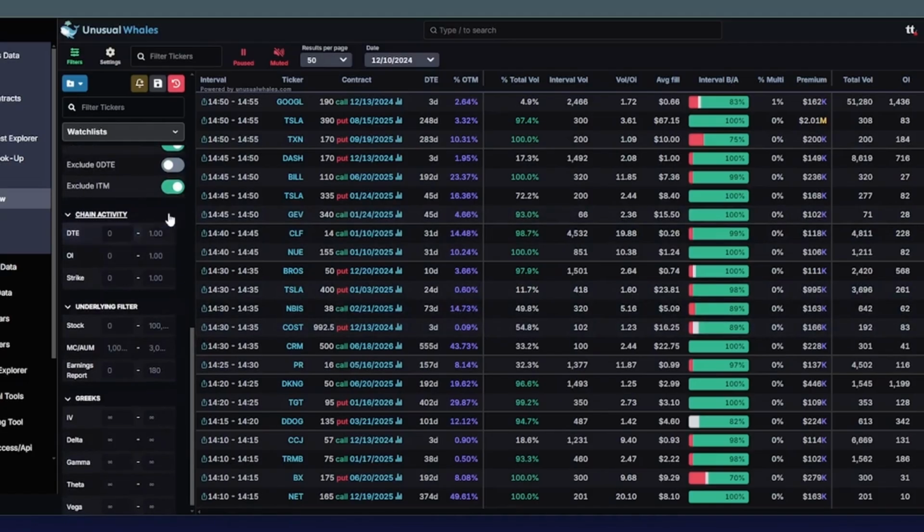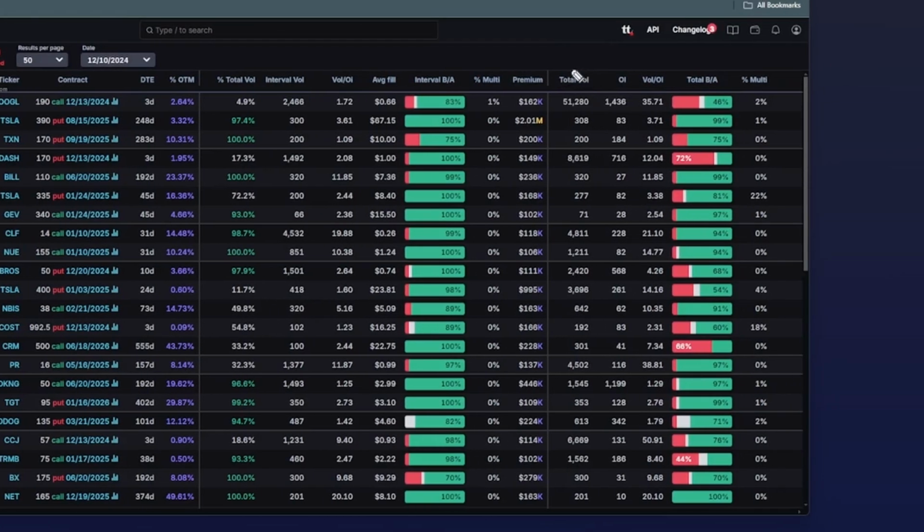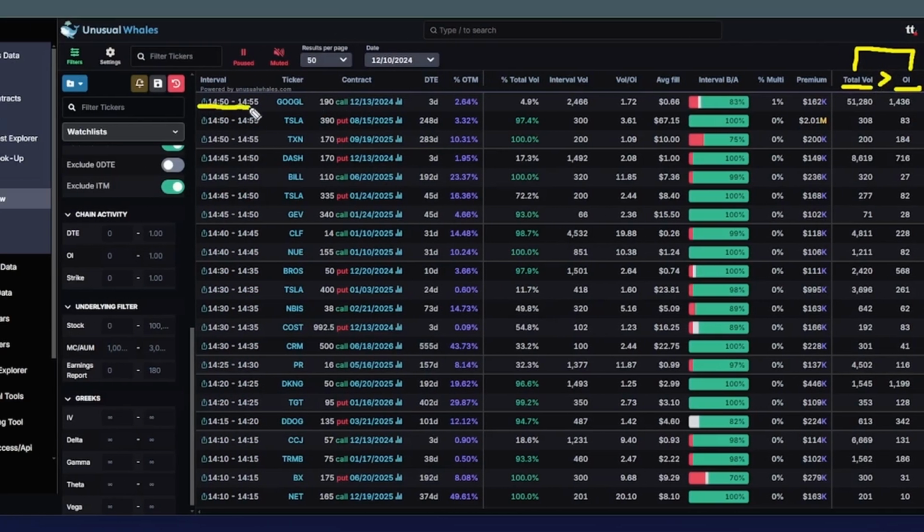For the chain activity filters, DTE is blank because I'm not looking for transactions focusing on a set time frame. I want all expirations in this filter. Open interest is blank as well. I'm not concerned with how much total open interest there is on a given contract. I'm only interested in the relationship between volume and open interest for this filter. I just want to know that volume is greater than open interest within our 5-minute interval.